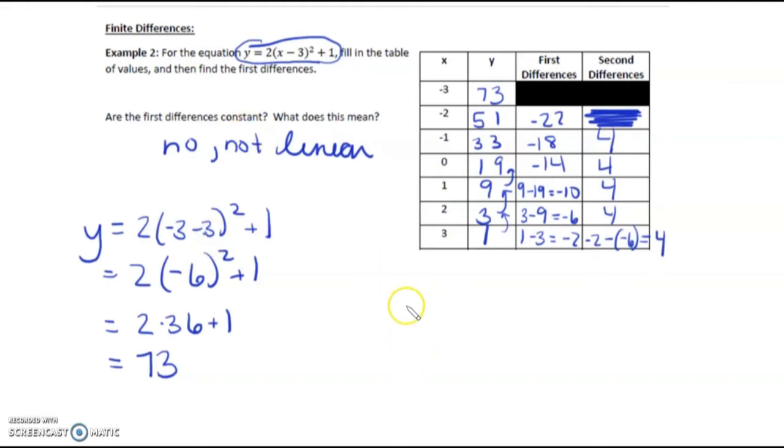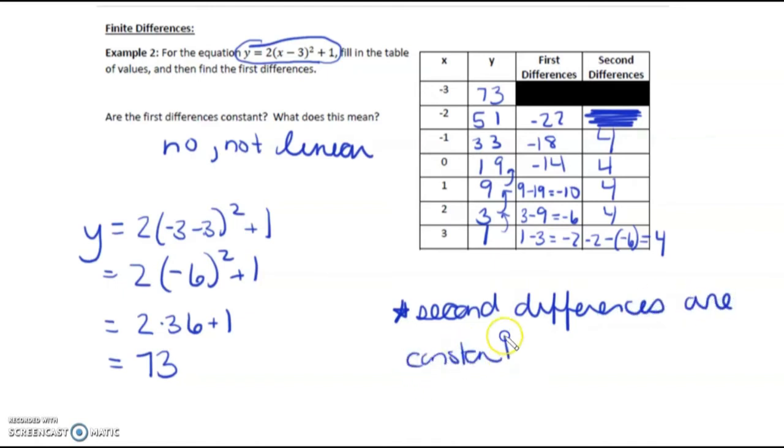Let's expand this a little bit and make a note. The second differences are constant. And what does this mean? It's quadratic.